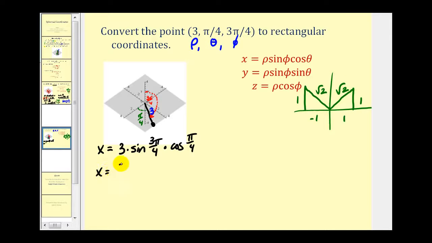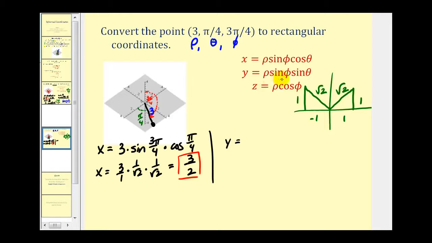So x is going to equal 3 times the sine of 3 pi over 4, which is going to be opposite over hypotenuse, or 1 over square root 2. The cosine of pi over 4 is going to be 1 over square root 2 as well. We're going to have 3 in the numerator, and square root 2 times square root 2 would give us 2. So here's our x coordinate, 3 over 2. Now let's go ahead and see if we can determine the y coordinate.